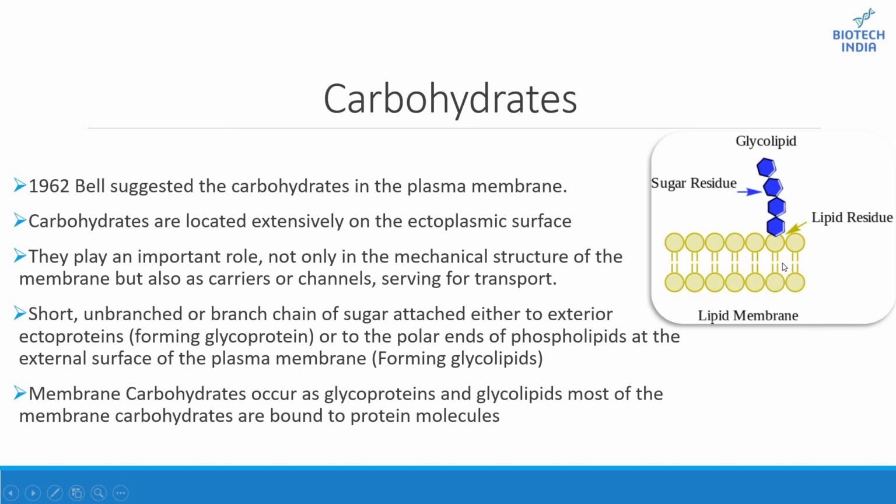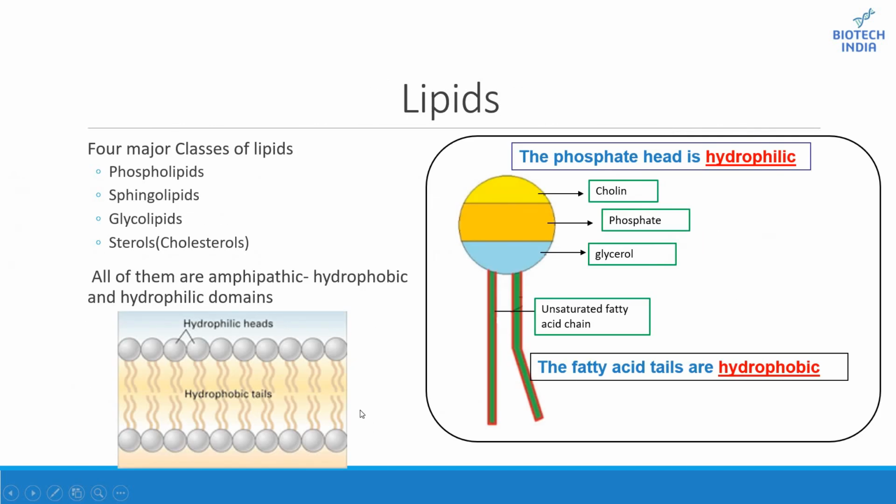These are short, unbranched, or branched chains of sugar attached either to exterior ectoproteins or polar ends of phospholipids at the external surface of plasma membrane, which forms glycoproteins and glycolipids respectively. Membrane carbohydrates occur as glycoproteins and glycolipids. Most of the membrane carbohydrates are bound to protein molecules.